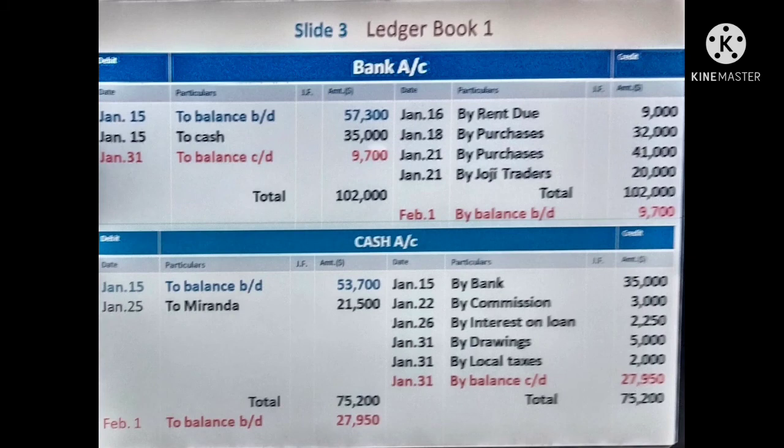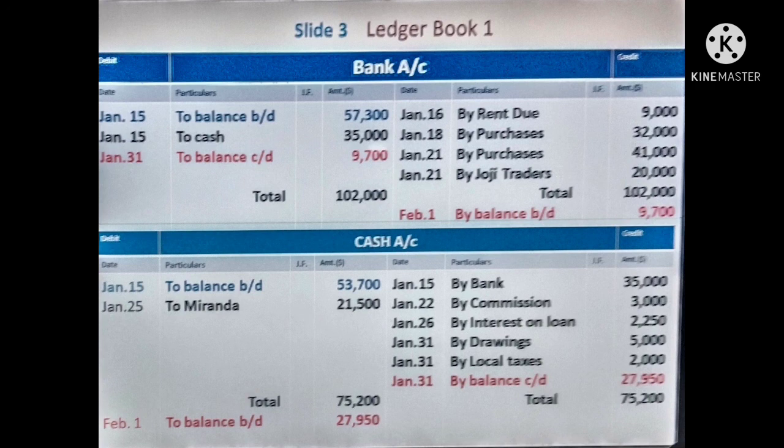In slide 3 onwards, ledger posting of the entries are shown. Note that postings are done in continuation of the balances brought down on January 15. Such opening balances are shown in blue color for easy identification. Then the postings of journal entries are shown in black color. After completing the postings, the ledger accounts are balanced on 31st January and brought down to February 1. It is shown in red color.